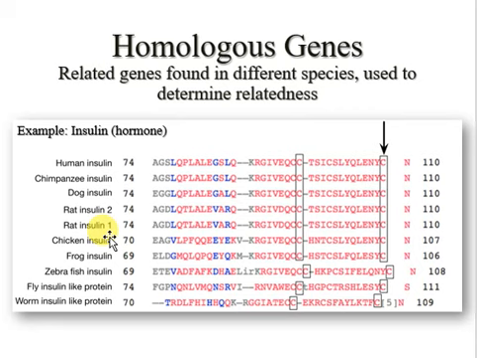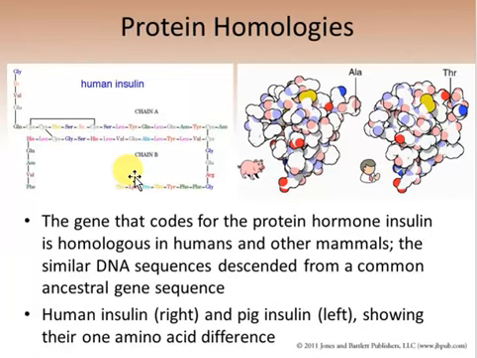A great example is looking at the gene that encodes the hormone insulin. So insulin is not only found in humans, it's found in chimpanzees, cows, dogs, rats, a wide variety of different organisms. And again, the idea behind that is that that gene was already present in the last common ancestor for those species. Now, scientists will use these protein homologies to kind of start creating phylogenetic trees, or to get an idea, again, of relatedness.